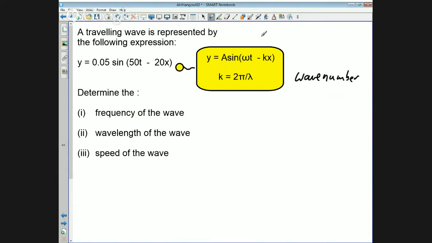So I can put down there that the amplitude of that wave, although I'm not asked for it, is going to be 0.05, and we presume it's going to be in meters.